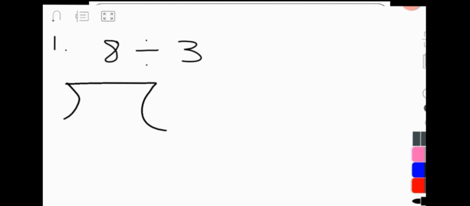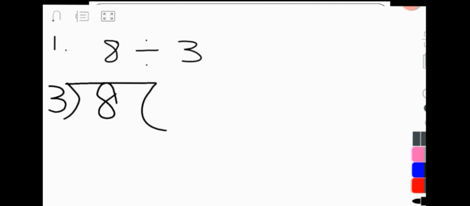Let us see question number 1. 8 divided by 3. Here 8 is the dividend and 3 is the divisor. Whenever we do division, the first step is to make a home. Outside the home I will write the divisor, that is 3, and inside the home I will write 8 as the dividend.